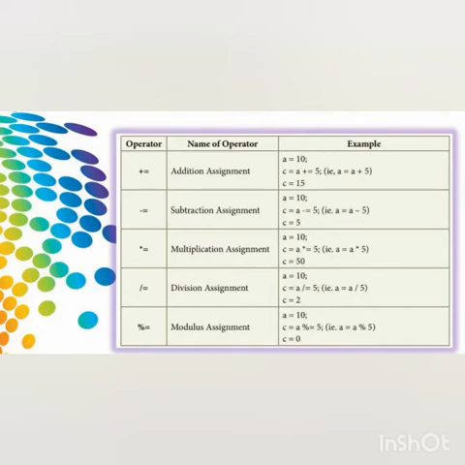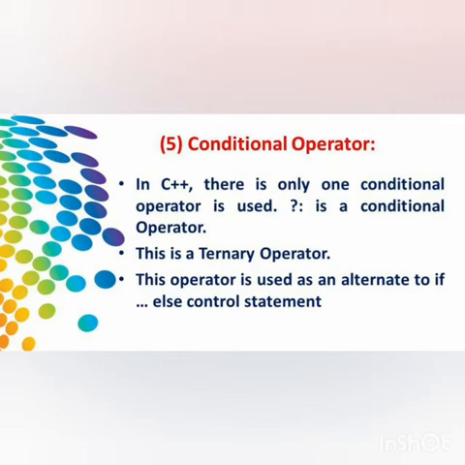Okay. Now we will see the next operator, that is the conditional operator. In C++ there is only one conditional operator. Question mark colon is the conditional operator, which is also known as the ternary operator. This operator is used as an alternate to the if-else control statement. We will learn more about this operator in a later chapter along with the if-else structure. So, the symbol used for the ternary operator is question mark colon, and this is an alternate to the if-else statement. If-else statement is a control statement. So, the ternary operator is an alternate to the if-else statement.